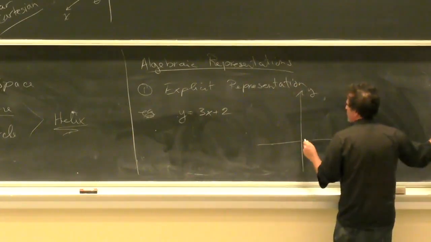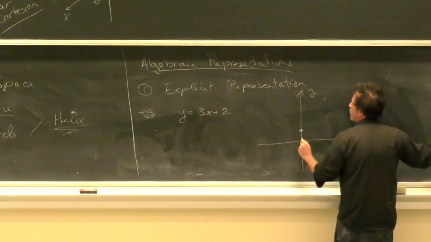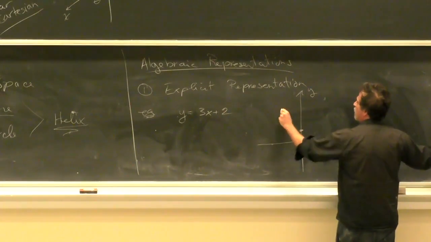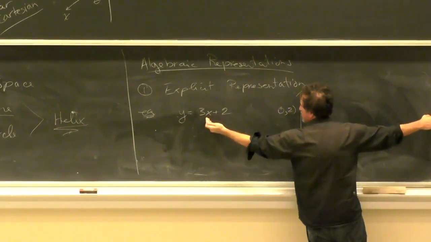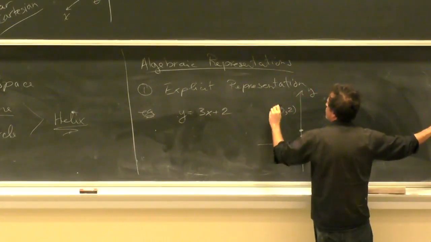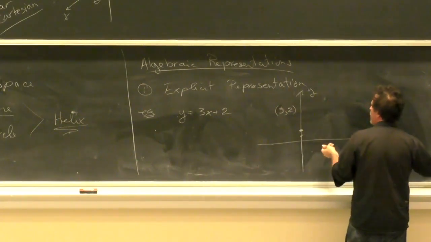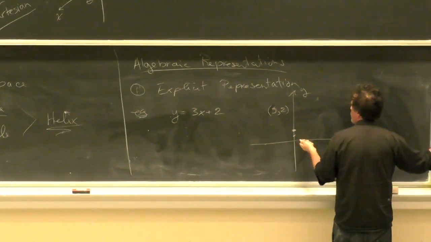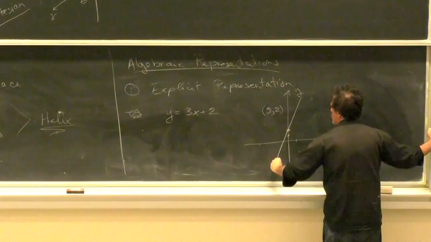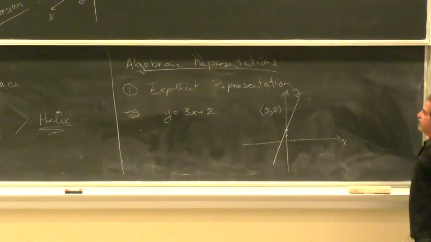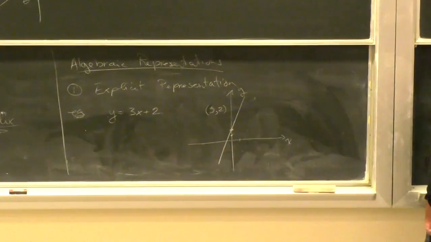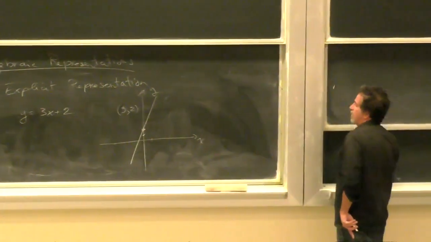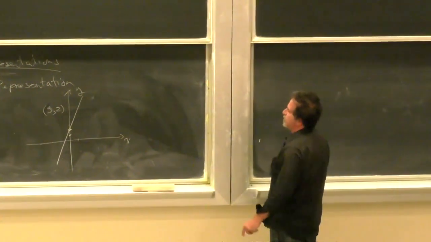And so we know that this is a line with intercept at 0, 2. That is to say, when x is 0, y is 2. And it has slope 3. So when you go over 1, it's a very slopey line. It's like this. That's an explicit representation of a line. Okay, so that's one representation.